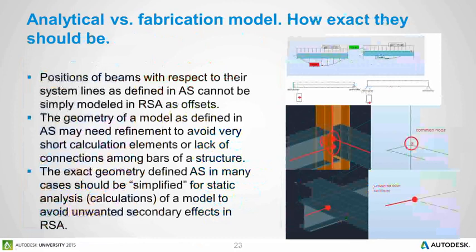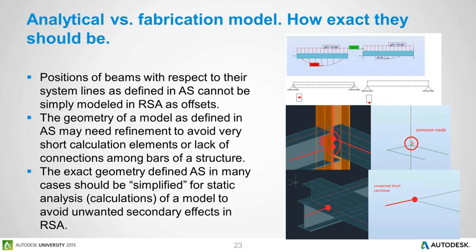When starting an analytical model in Advanced Steel or Plant, you should forget about the fabrication model principle and use the analytical one instead. You will return to the fabrication model after you know the final sizes of your profiles. You will get incorrect internal forces in elements due to support level, and positions of beams with respect to their system lines as defined in Advanced Steel cannot be simply modeled in Robot as offsets.